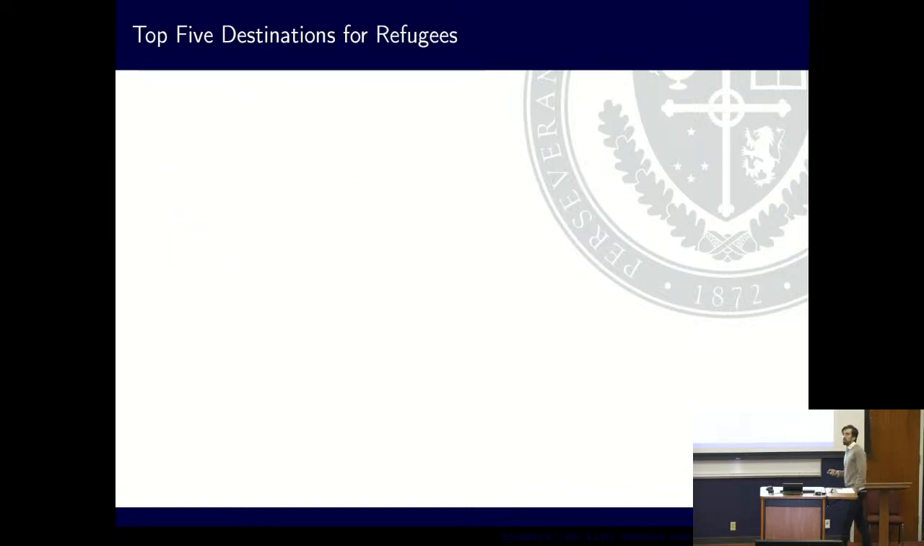Does anyone want to take a guess what the top destination or the top receiving country of refugees is nowadays? Which country has the most refugees? Germany. Germany. You're actually on the right track. Not Germany, though. Germany's 3. Not France. Not even close. Turkey.